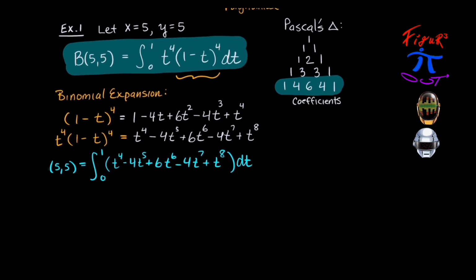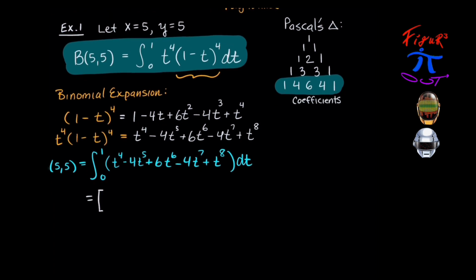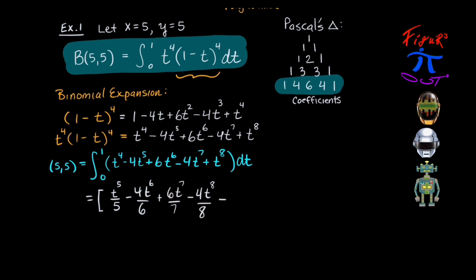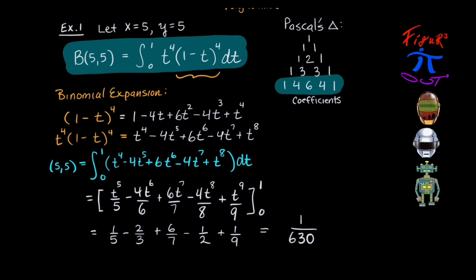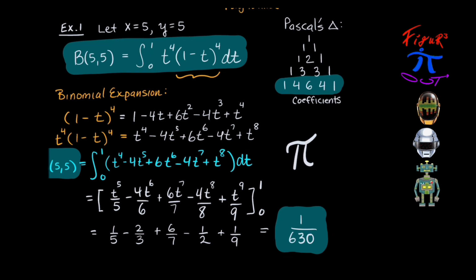Substituting this into our integral, and then finding the antiderivative for each term separately: t to the fifth over 5 minus 4t to the sixth over 6 plus 6t to the 7th over 7, minus 4t to the 8th over 8, plus t to the 9th over 9, evaluated from 0 to 1. Now evaluating at 0 will just give us 0, and evaluating at 1 will give us a series of fractions that will add up to 1 over 630. So our beta function, evaluated at x equals 5 and y equals 5, gives us 1 over 630.